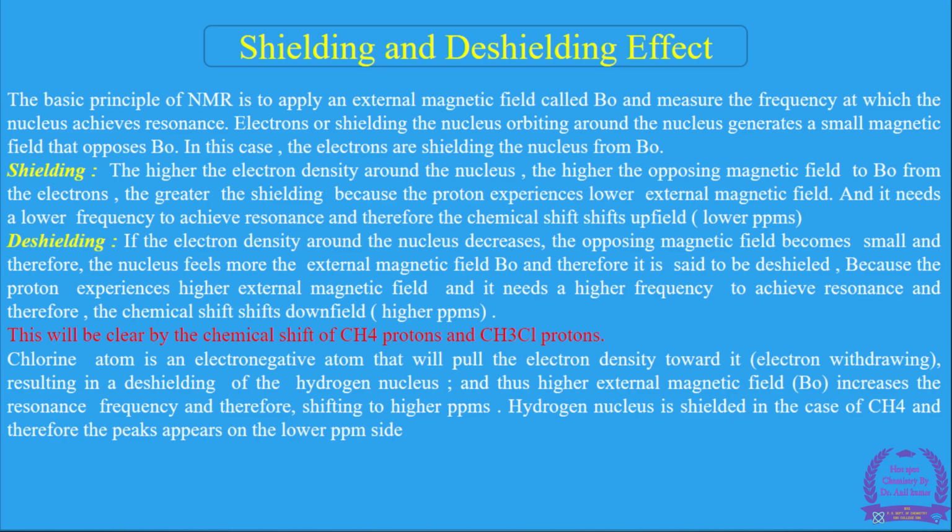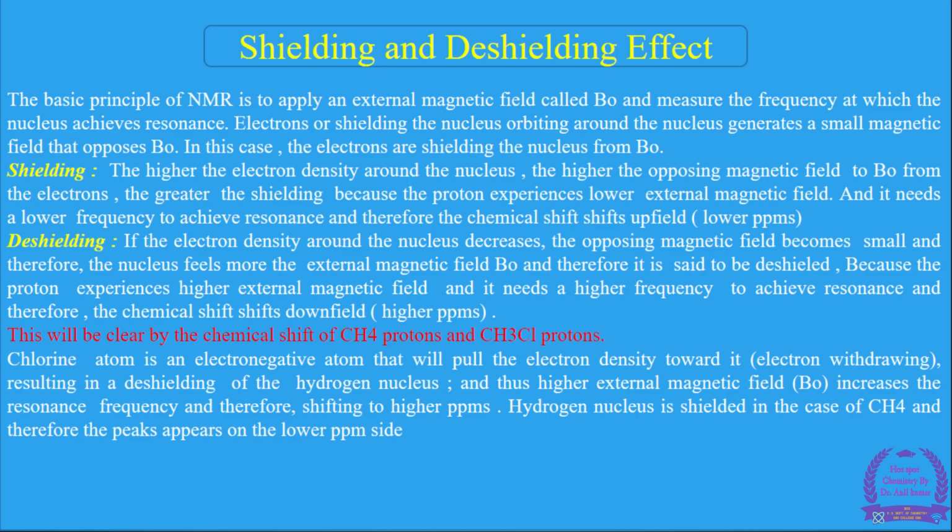Then we will discuss what is the shielding effect. The higher the electron density around the nucleus, the higher the opposing magnetic field to B0 from the electrons, the greater the shielding. Because the proton experiences lower external magnetic field and it needs a lower frequency to achieve resonance, and therefore the chemical shifts upfield, that is towards the lower ppm.